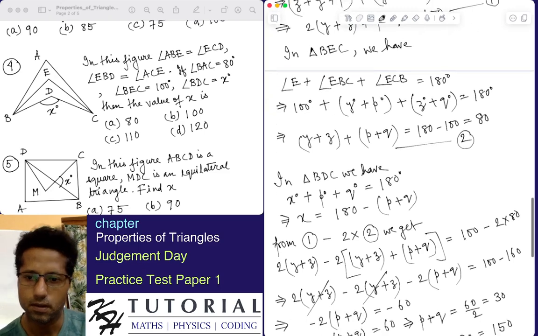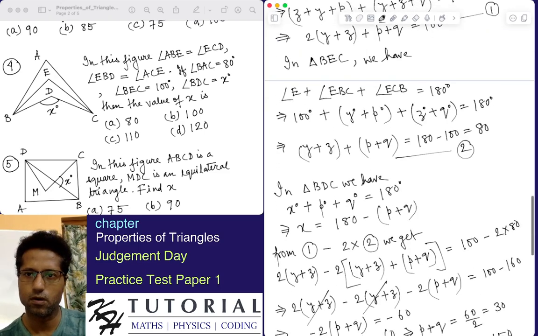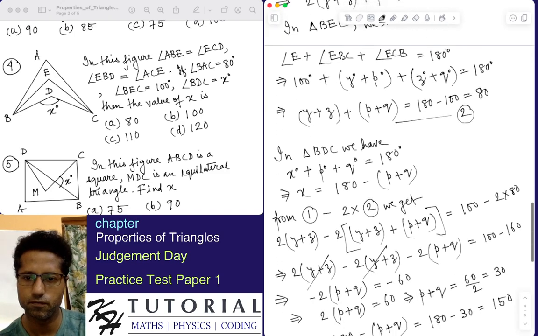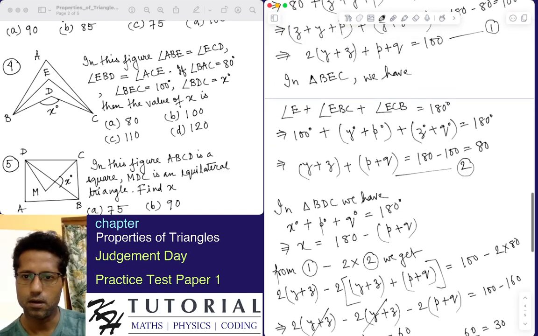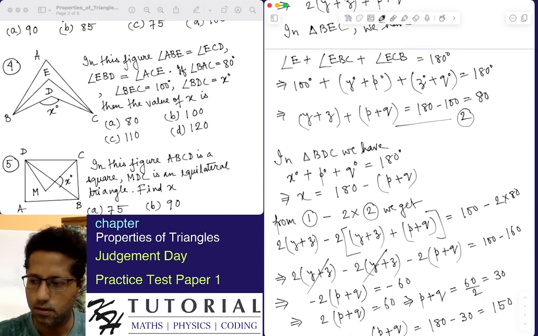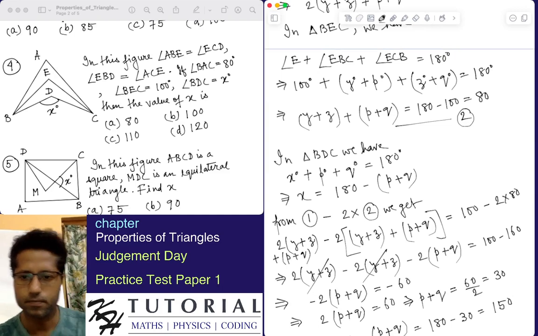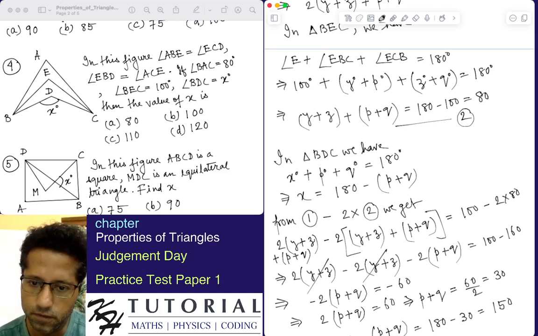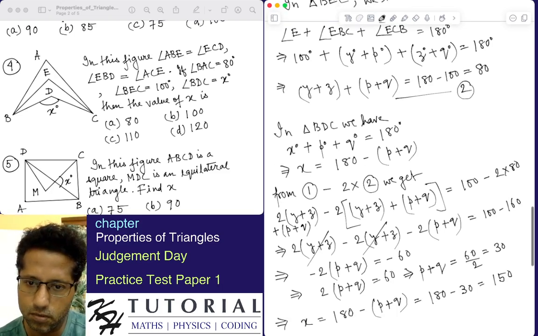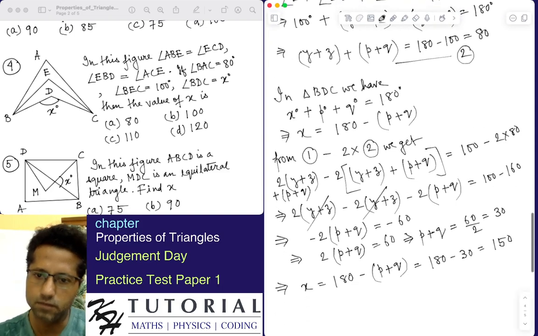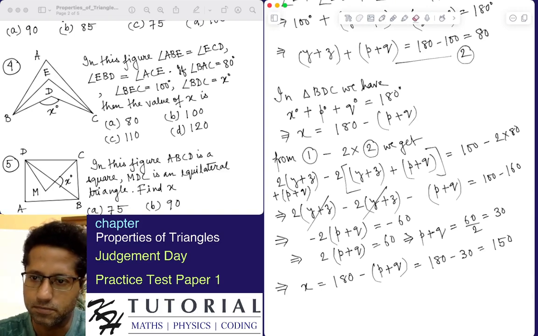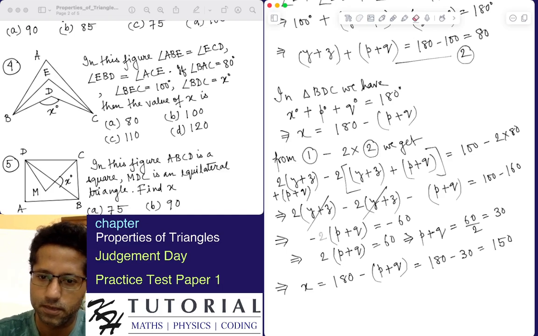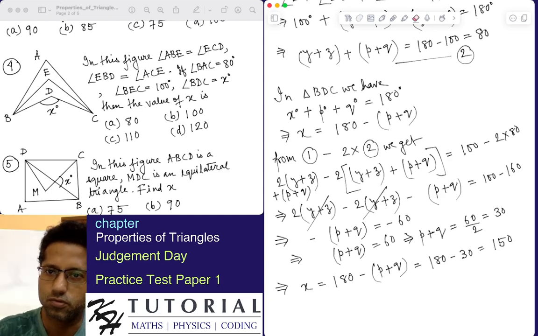Oh, sorry, I forgot to write the term P plus Q from equation 1. There will be a P plus Q over here. So now the 2 into Y plus Z will cancel out, and we will have minus P plus Q, minus P plus Q. This will not be 2, and so P plus Q is equal to 60 degree.